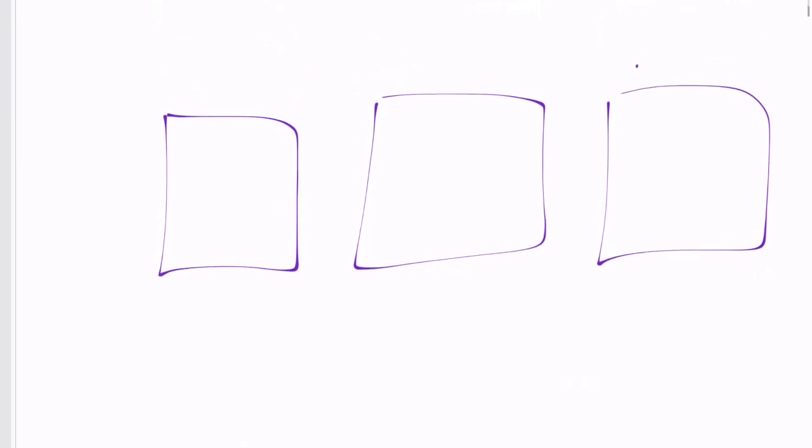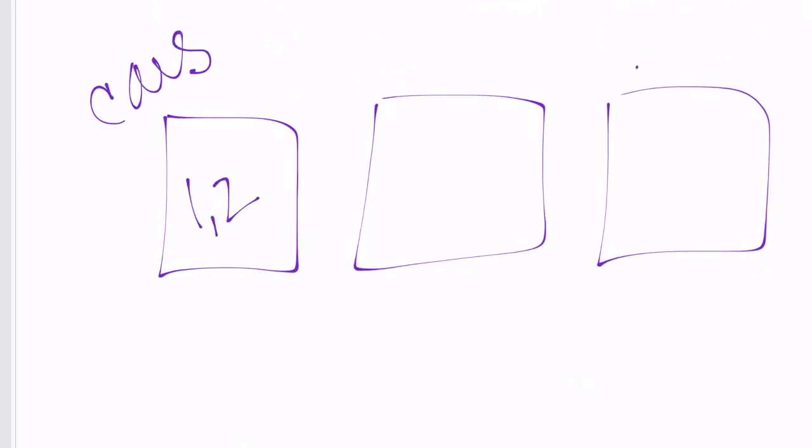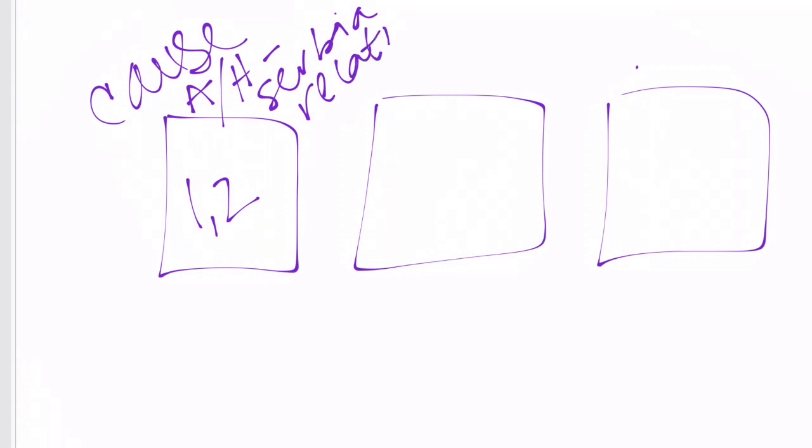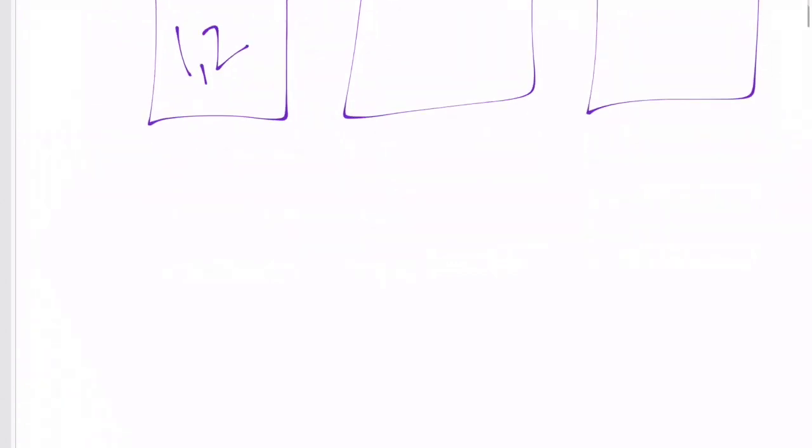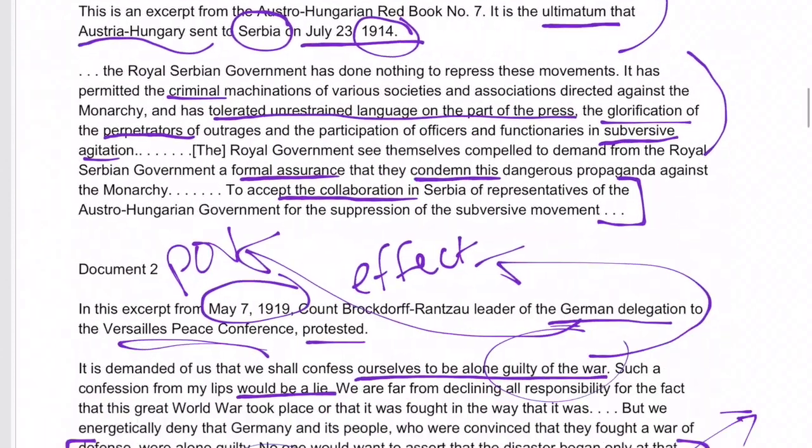So let's do that for 1. And remember, you can have different answers. You don't have to have the same thing that I do. But I'm just going to put this one as a cause, and I'm going to put Austria, Hungary, and Serbia relationship. Okay, that's my first bucket. Then let's see what else we have.